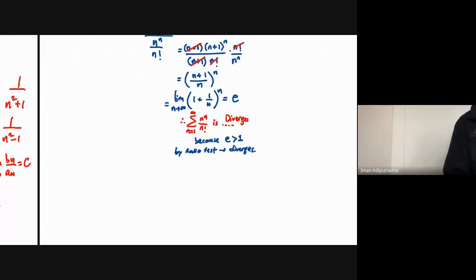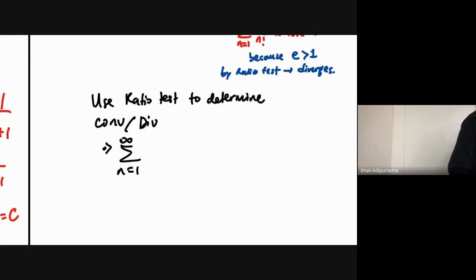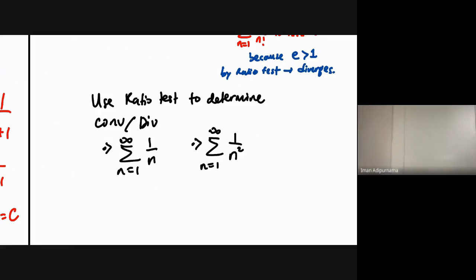But the ratio test has some limitations. For example, let's use the ratio test to determine convergence or divergence. Let's just say we want to determine the harmonic series, 1/n, and 1/n². This is a really simple series. We know from the p-series whether it converges or diverges. But how about if we use the ratio test? If you use the ratio test for 1/n and 1/n², it will give interesting results.